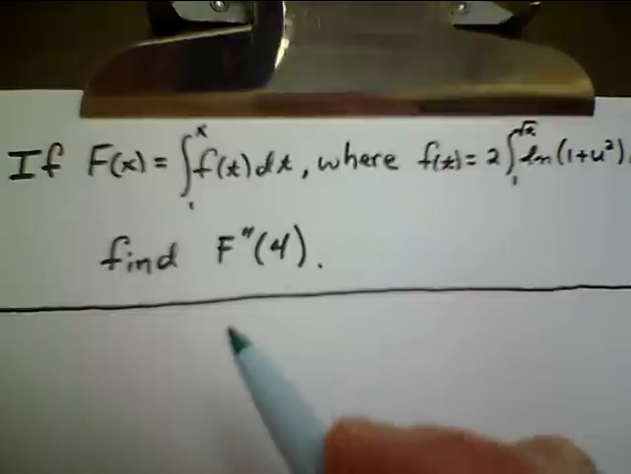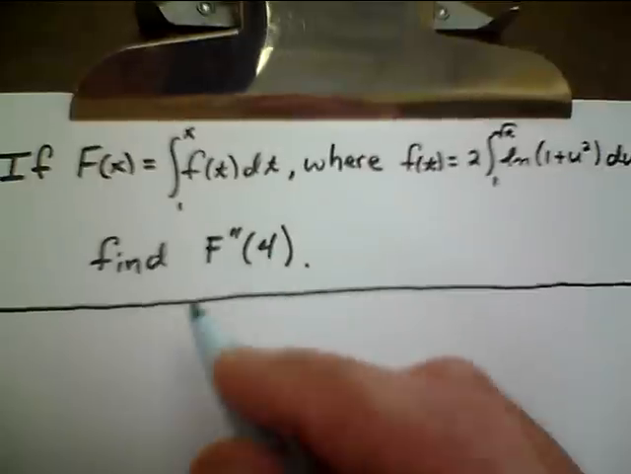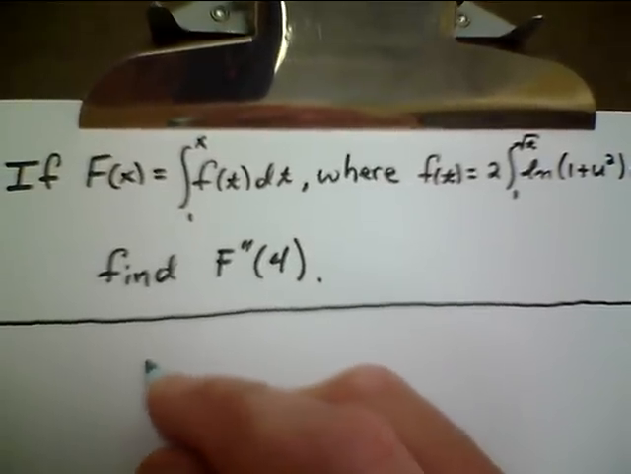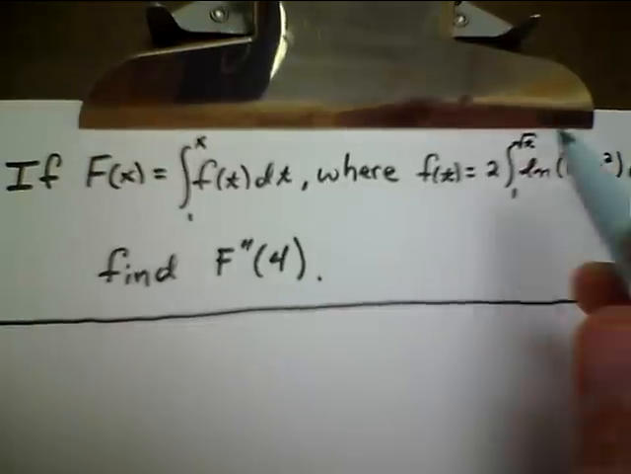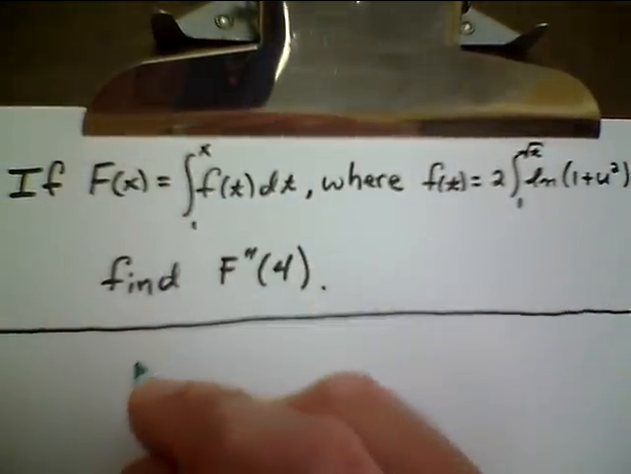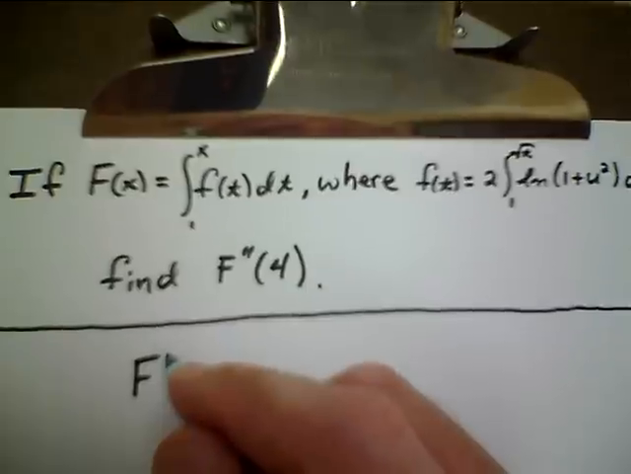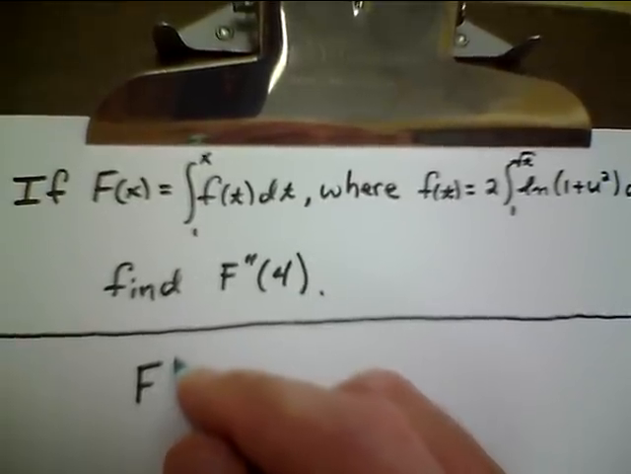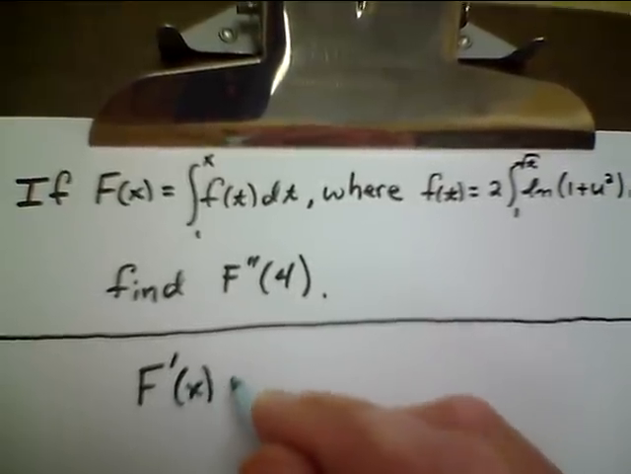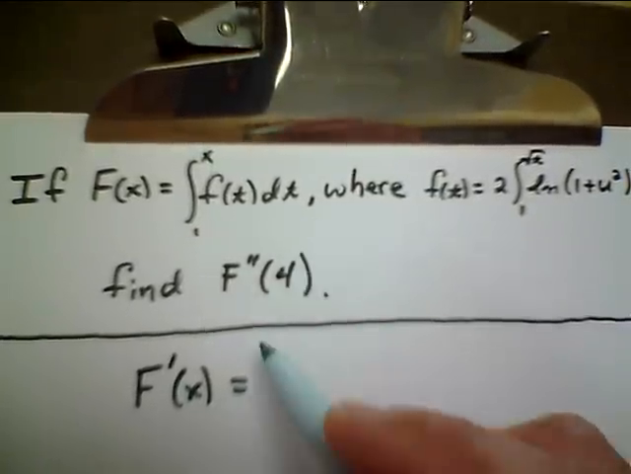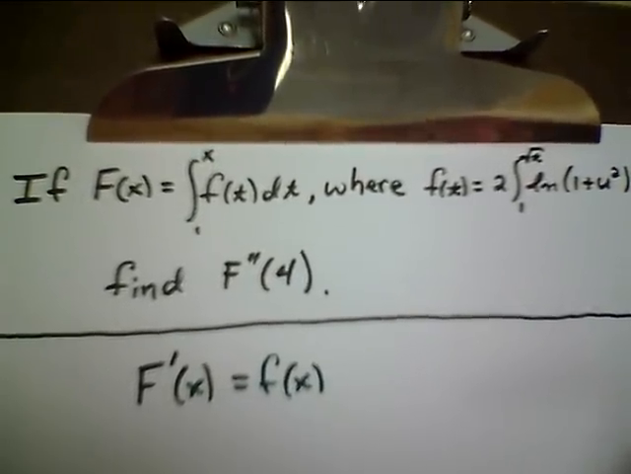The first thing we need to do is find F prime of x, because then we can compute F double prime. Without even looking at what's going on here, I'll just focus on this. The first fundamental theorem of calculus, or the fundamental theorem of differential calculus, says F prime of x gives us simply f of x. That's it.